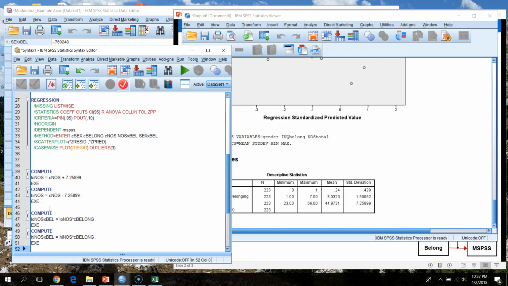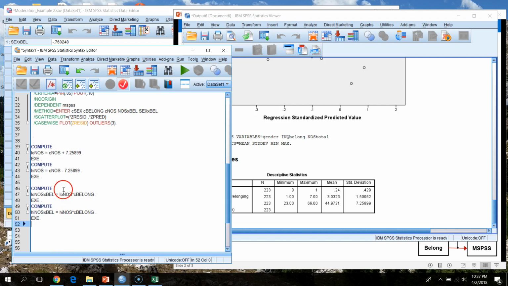Okay, so what I've done here is I've recentered, because what I want to do is run the simple slopes for the relation between thwarted belongingness and perceived support at high and low levels of my moderator. So I'm going to create new variables that correspond to high and low levels of my moderator. So this is my variable that the 0 value now corresponds to low levels of willingness to utilize support and high levels of willingness to utilize support.